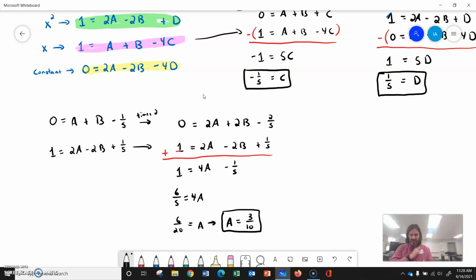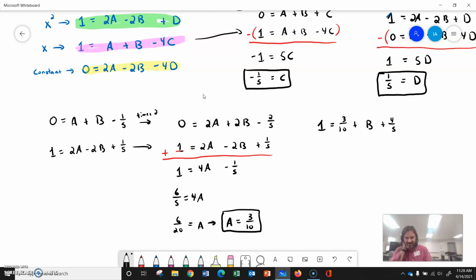Let's use one more equation here. Since I can see it, let's use the third equation, because we don't have b yet. We're going to run out of time in this video, but let's see. With the third equation, the purple one, 1 equals a, which is 3/10, plus b, which we don't know, minus 4c, c is negative 1/5, so minus a negative will be a positive, so it'll be plus 4/5.